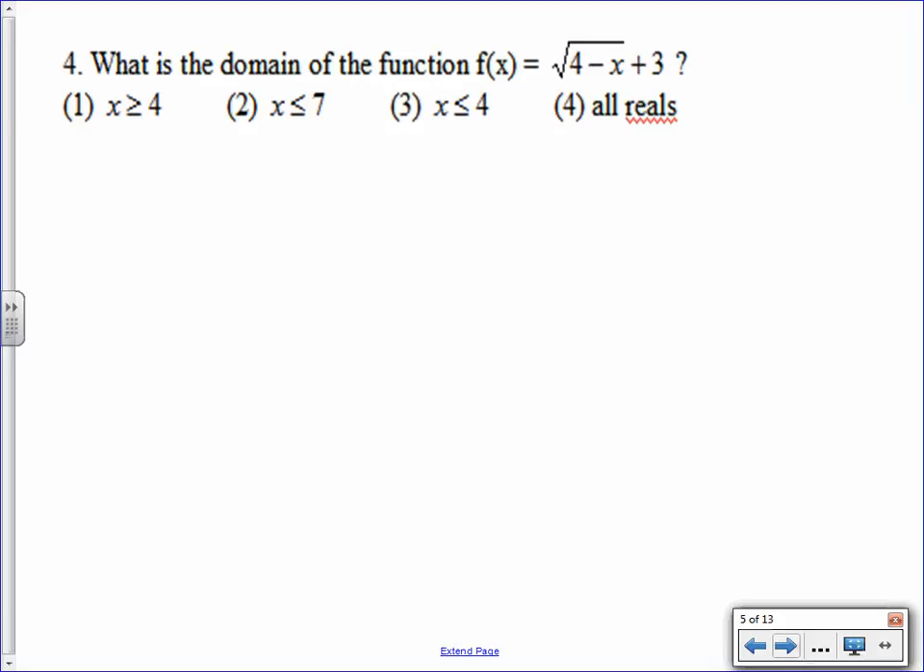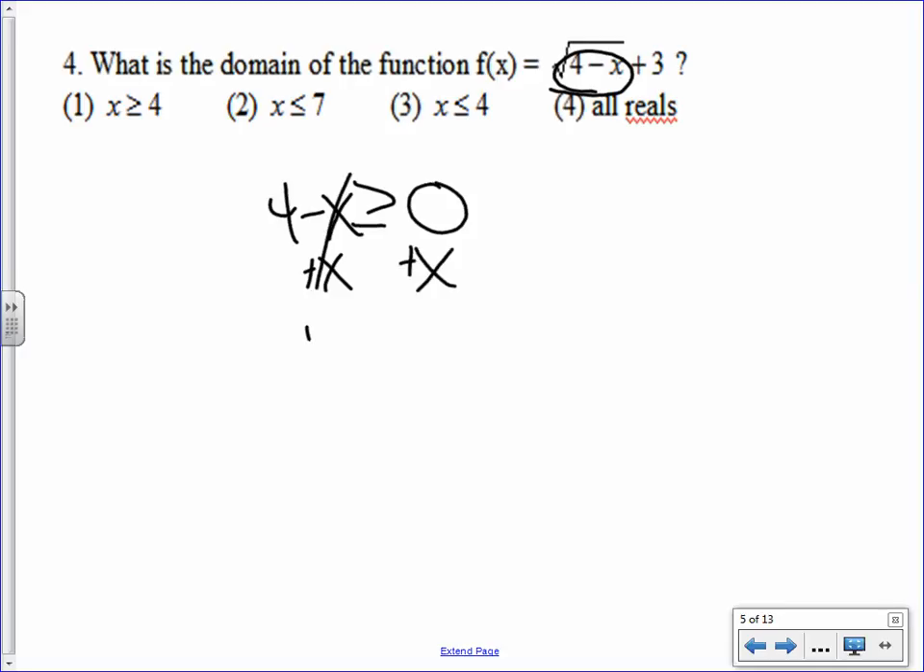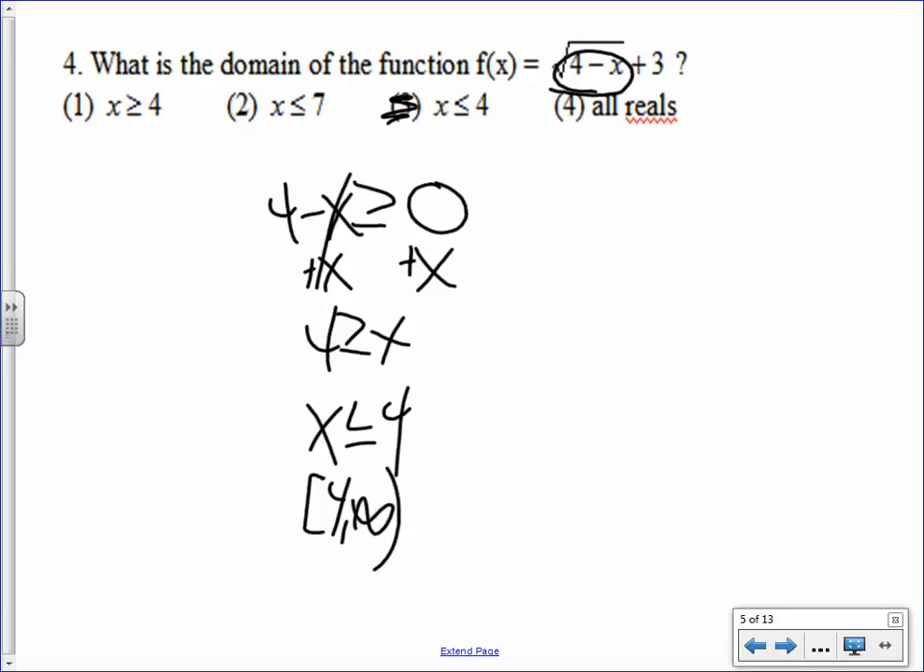This is circumstance 2. So I set the radicand, only what's under the radical, greater than or equal to 0. From here I solve it. x is less than or equal. In interval notation, you would write your answer like that. Make sure you're familiar with both interval notation as well as set-builder notation.